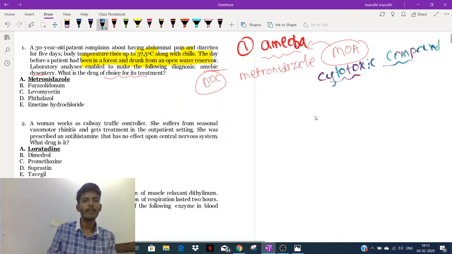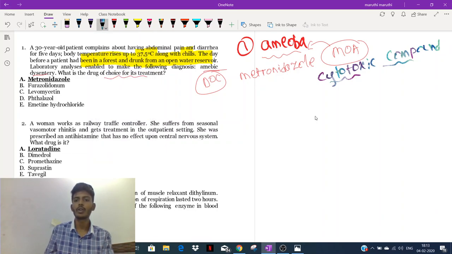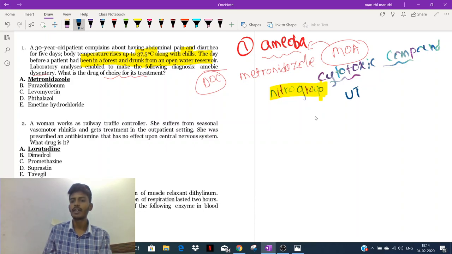Now you might have one more question: how exactly does this function? Well, metronidazole has a nitro group. This nitro group will take up all the electrons present inside the amoeba. It works as an electron acceptor, so the electrons are taken up. As a result, cytotoxic compounds are formed. The reduced compounds which are toxic to the amoeba will be formed. Metronidazole can also be used in urinary tract infections. This will be the drug of choice.